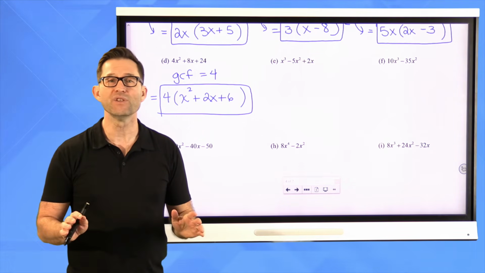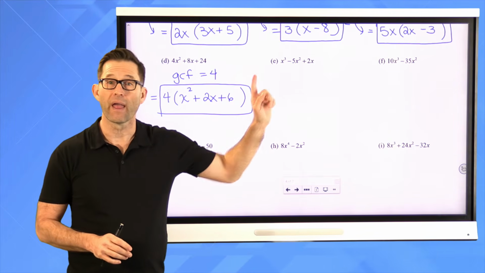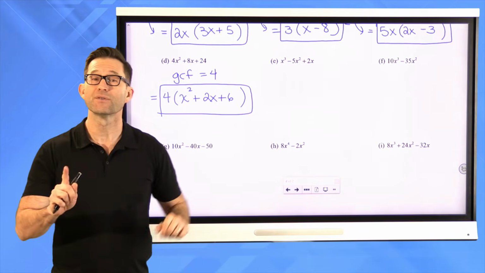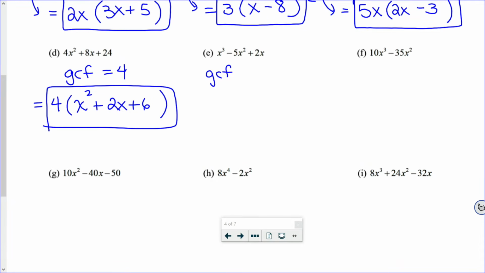So in terms of the GCF, there is no number portion of it. On the other hand, I have an x cubed, an x squared, and an x to the first, so there is an x in each one of those. And in fact, the GCF is just x to the first. That means when I factor it, I can say it's x times x squared minus 5x plus 2.